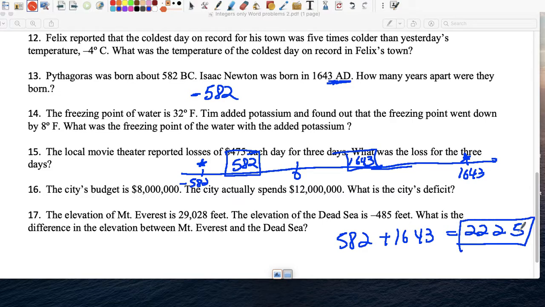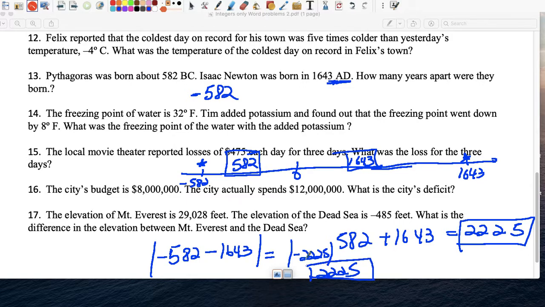And I guess time can't be negative as well. So you could have done, for example, negative 582 minus 1643, right? Then take the absolute value, and got negative 2,225, and take the absolute value of that, and there's 2,225 years between those two gentlemen.